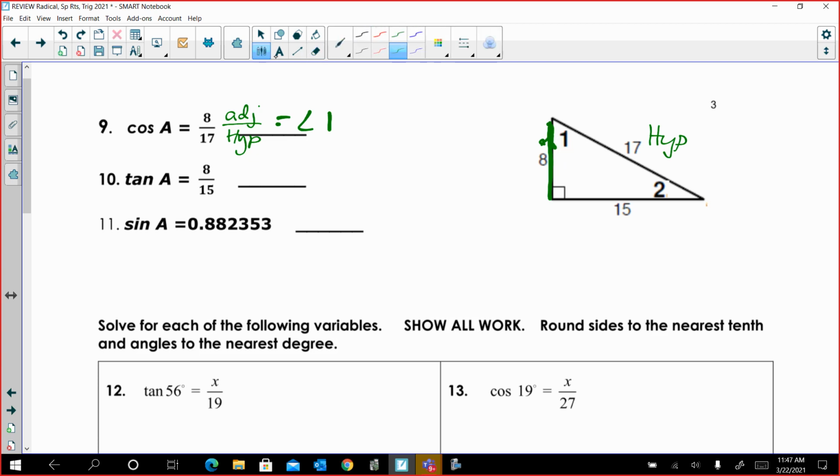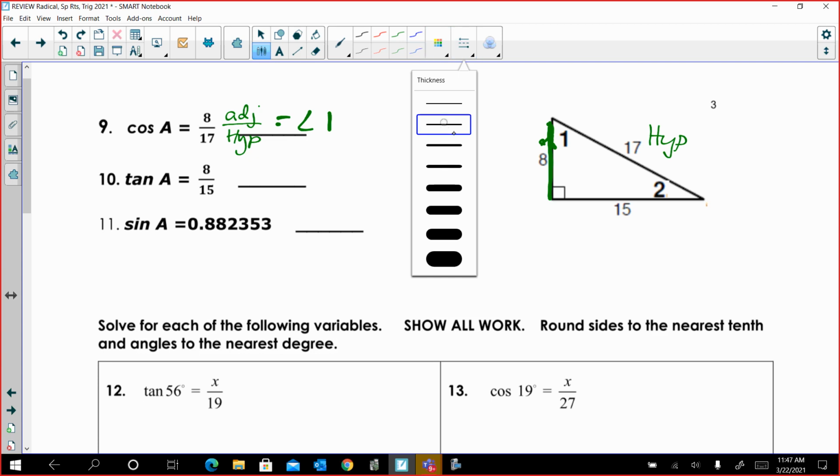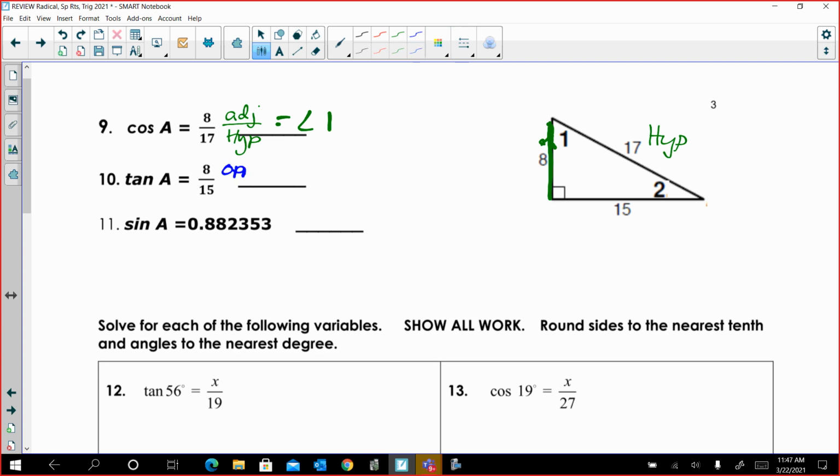Now for tangent, we know tangent is dealing with your opposite over adjacent. So if 8 is the opposite, you have to go to opposite. So this would have to be angle 2.